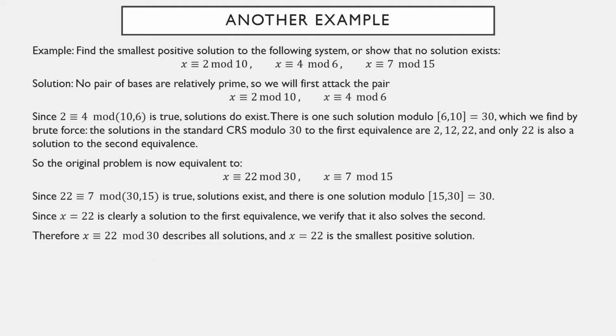So x equivalent to 22 mod 30 actually describes all solutions and is already the smallest positive solution, 22.